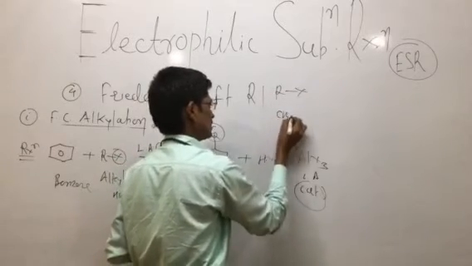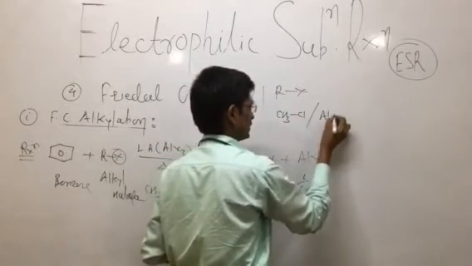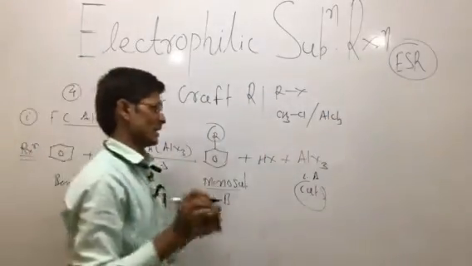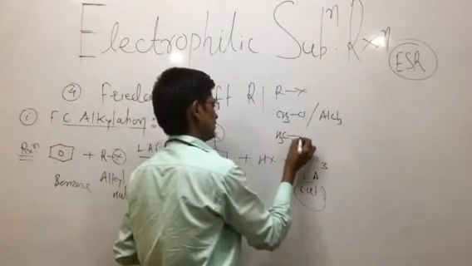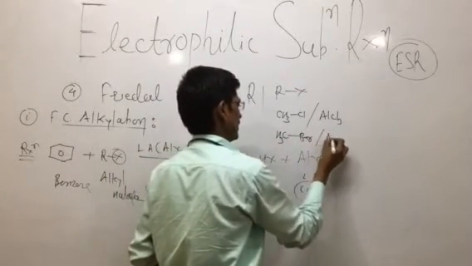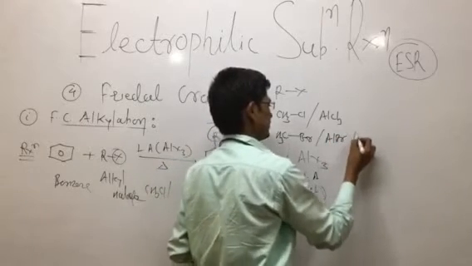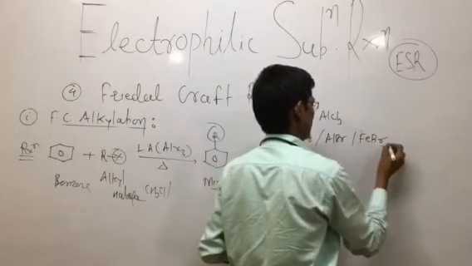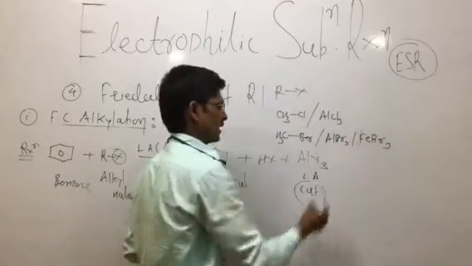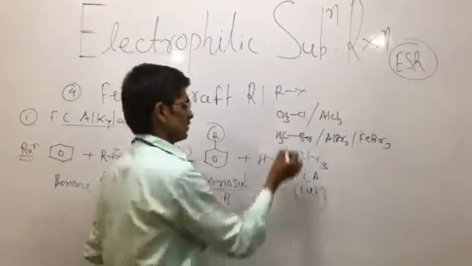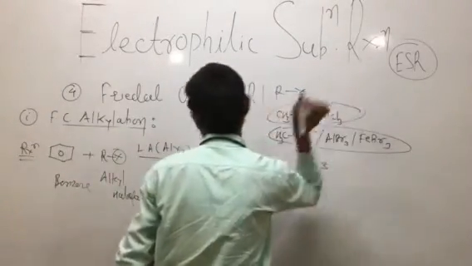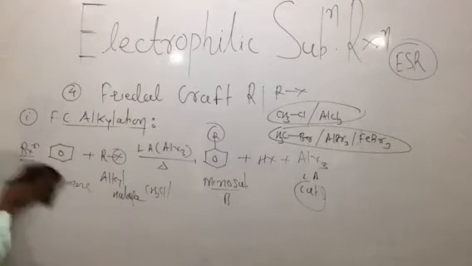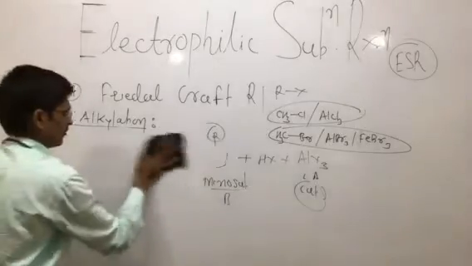This is CH3Cl in presence of AlCl3. Whenever we use methyl chloride, we use the Lewis acid AlCl3. Whenever we use methyl bromide, we use AlBr3 or FeBr3, ferric bromide. These are the corresponding Lewis acids. So the starting reactant molecule, benzene, is treated with methyl chloride.